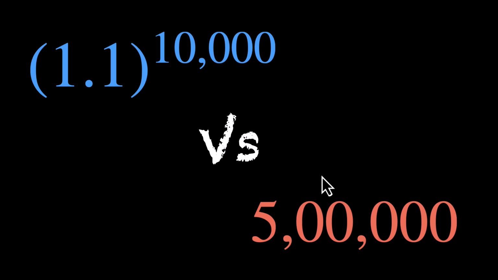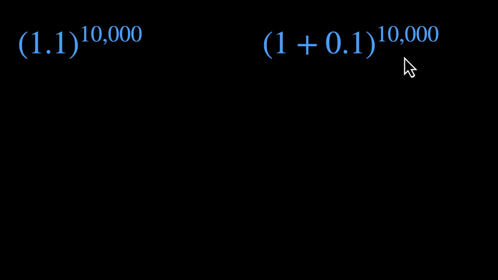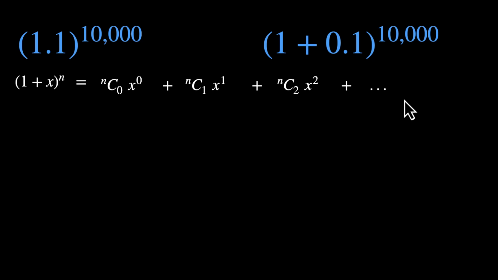Pause the video, try this out. Okay, so let's do this together. We'll expand 1.1 to the power 10,000 as (1 plus 0.1) to the power 10,000. Again, same thing, (1 plus x) to the power n. That's nC0 x to the power 0 plus nC1 x to the power 1 and so on.